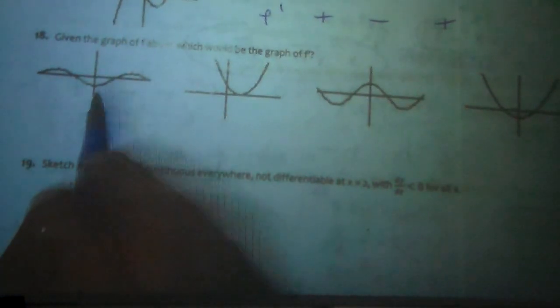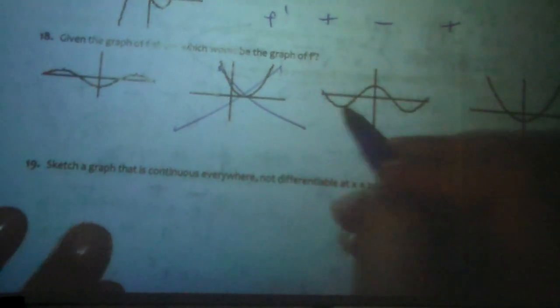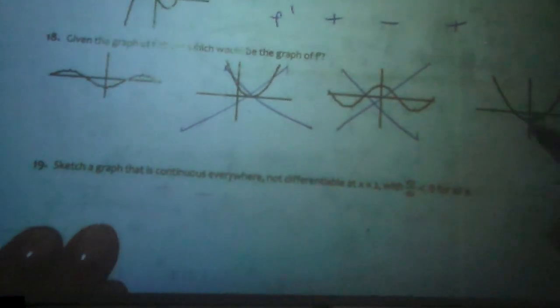Here I have f, which the following could be f prime, so f starts increasing, then decreasing, then increasing, which means f prime will be positive, negative, positive. So I want to start positive, then be negative, then be positive, check. Start positive, never goes negative, wrong. This starts negative, positive, wrong. Positive, negative, positive, check. So between these two, now I also have to check concavity.